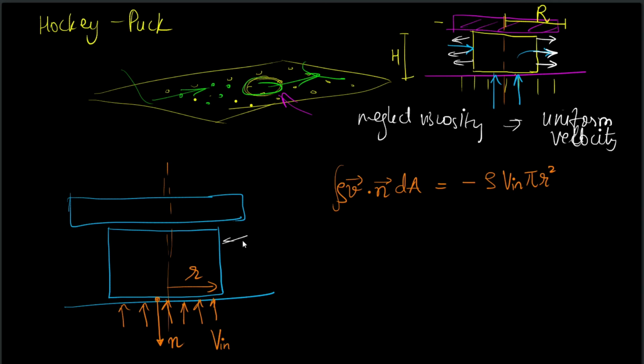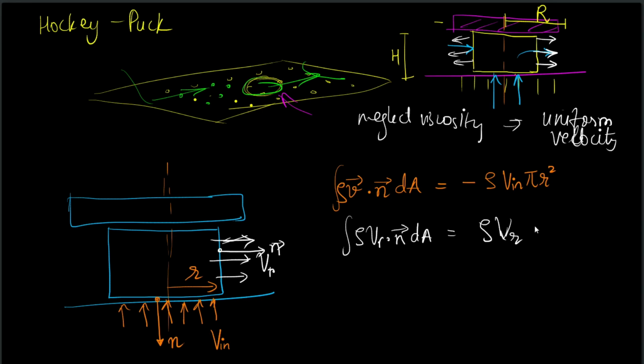Now the control volume is fixed, it's not moving, so air comes out from this spot. So let us write the velocity over here as v radial. So what is integral rho v radial dot n dA? This will be equal to rho. Now the normal vector to this area is in this direction, so it will be rho v radial times the area, which is 2 pi r times the height.